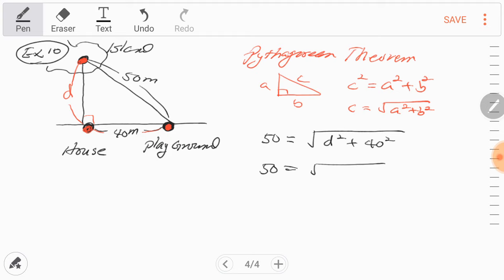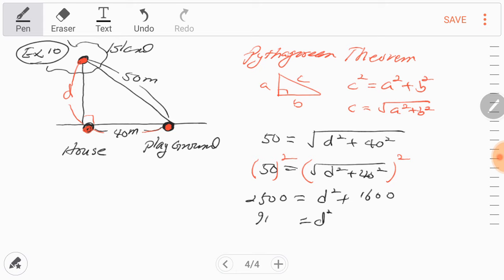We gotta get rid of this square root symbol, so we can square each side. Squaring each side, this is equal to 2500 is equal to d squared plus 40 squared. And then 40 squared is what? 1600, right? This is 1600. And then d squared is equal to 2500 minus 1600, which is 900. Then what do we do?